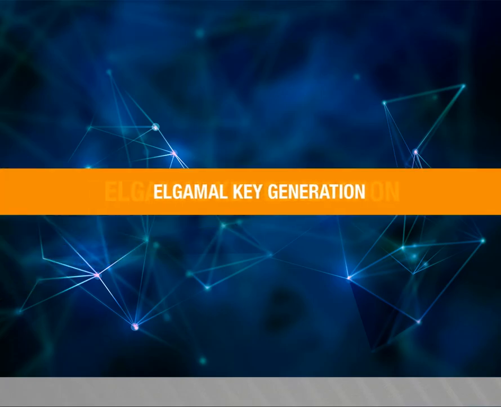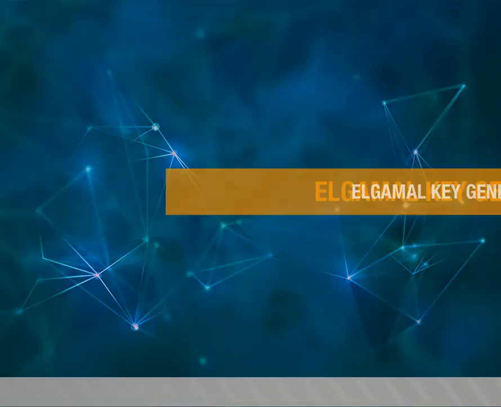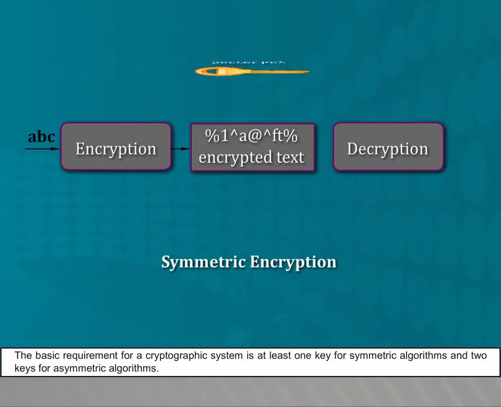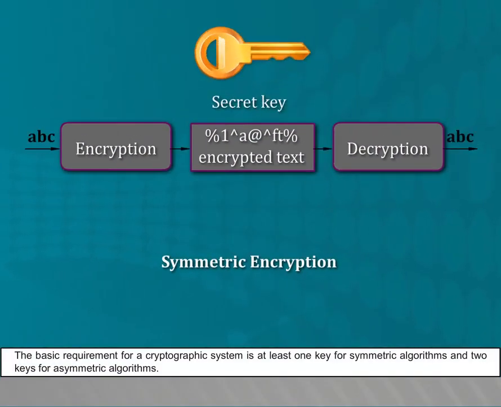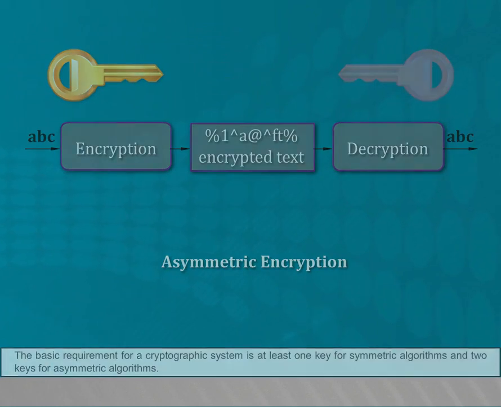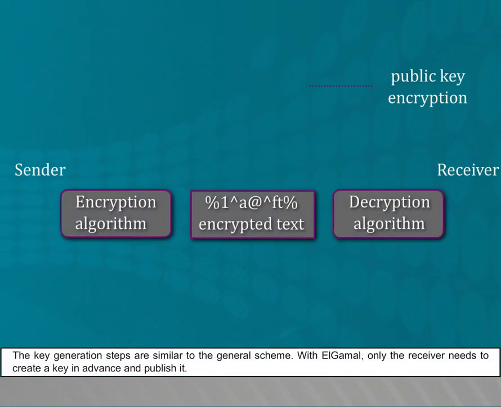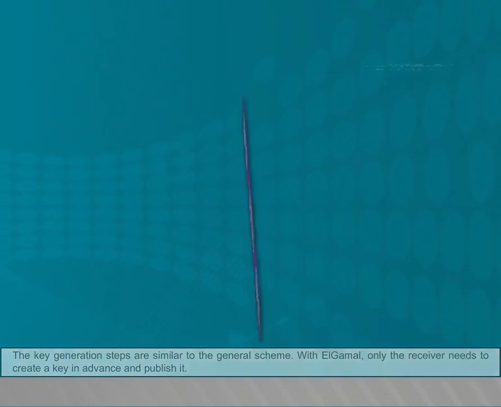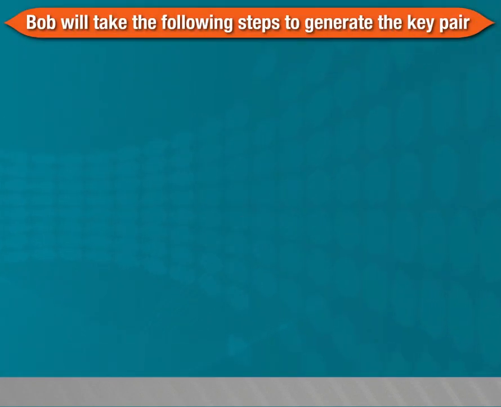ElGamal key generation. In this video, we are going to see about ElGamal key generation. The basic requirement for a cryptographic system is at least one key for symmetric algorithms and two keys for asymmetric algorithms. The key generation steps are similar to the general scheme. With ElGamal, only the receiver needs to create a key in advance and publish it. Bob will take the following steps to generate a key pair.